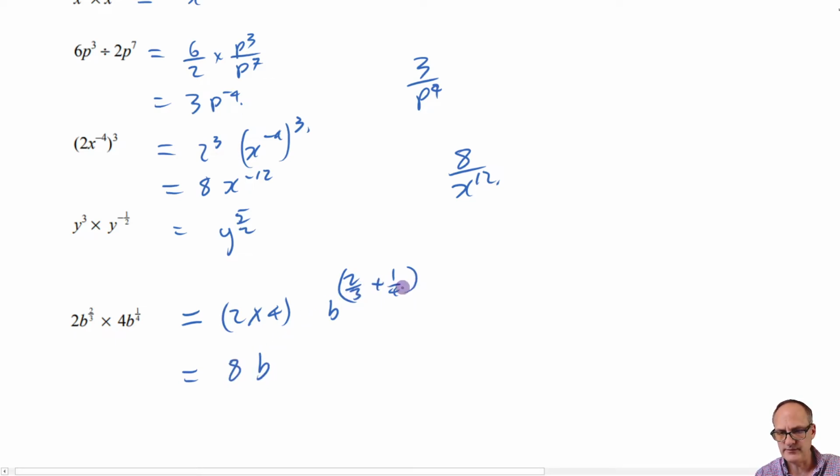And we need to put these over the same denominator. So they're both going to be in 12ths. So times sum on this by 4, you get 8 12ths plus 3 12ths. So therefore you're going to get 8b to the 11 12ths.